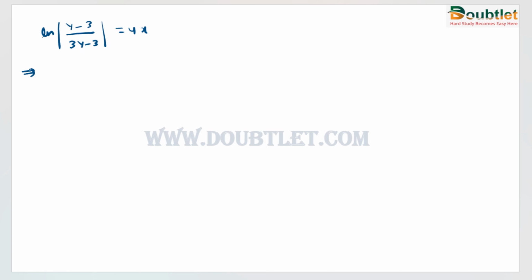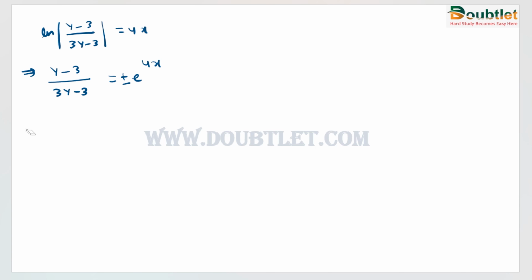To find the expression in terms of y, we will use the property of log. So we can write this as mod of (y minus 3) divided by (3y minus 3) is equal to e to the power 4x. And if we remove this mod sign, then we have to take the plus and minus to the RHS.